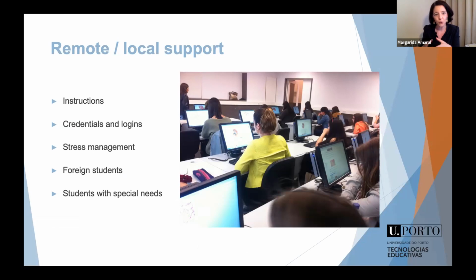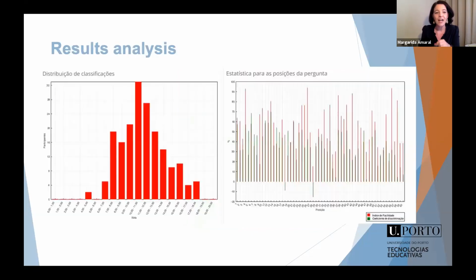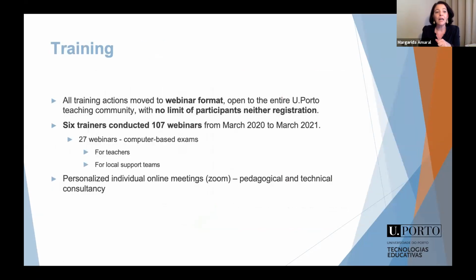Many students don't know their logins or their credentials. We help foreign students and also students with special needs. For the results analysis, we provide teachers some very brief explanation on how to interpret the graphics that Moodle assembles after an exam is taken.